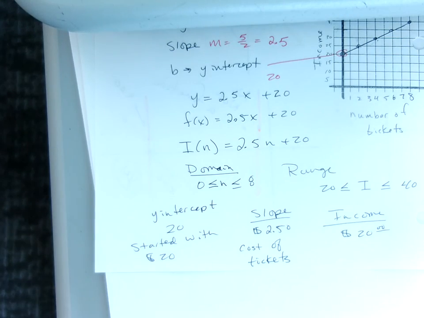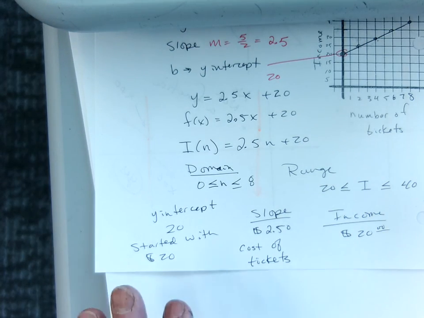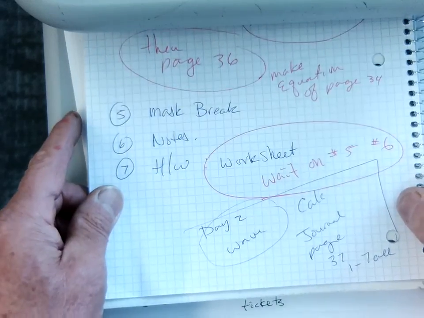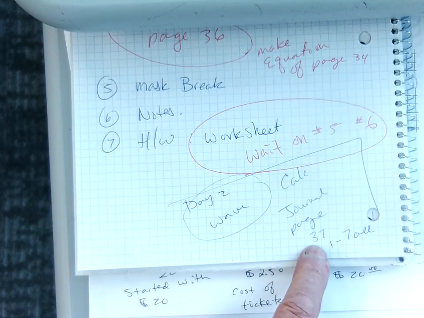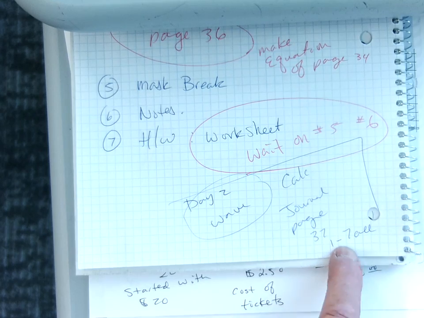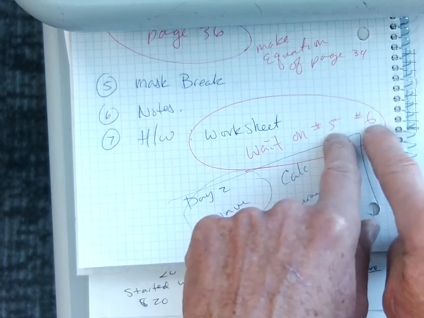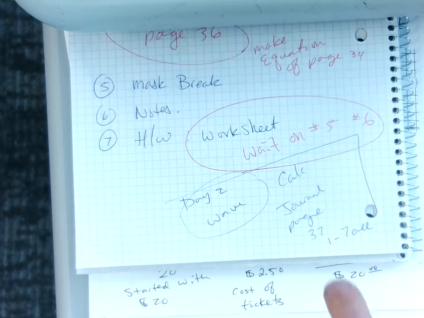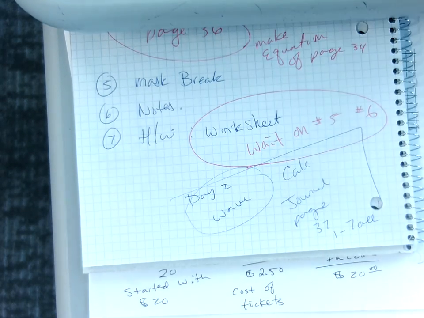Thumbs up? So I don't think today's assignment is going to be too bad for you. Do page 37 in your journal, 1 through 7 all, and you can wait on number 5 and 6. Actually, you can try 5 and 6. We'll talk about 5 and 6. I'm going to help you with 5 and 6, but let's go ahead and get started. Should be a pretty easy assignment for you today.